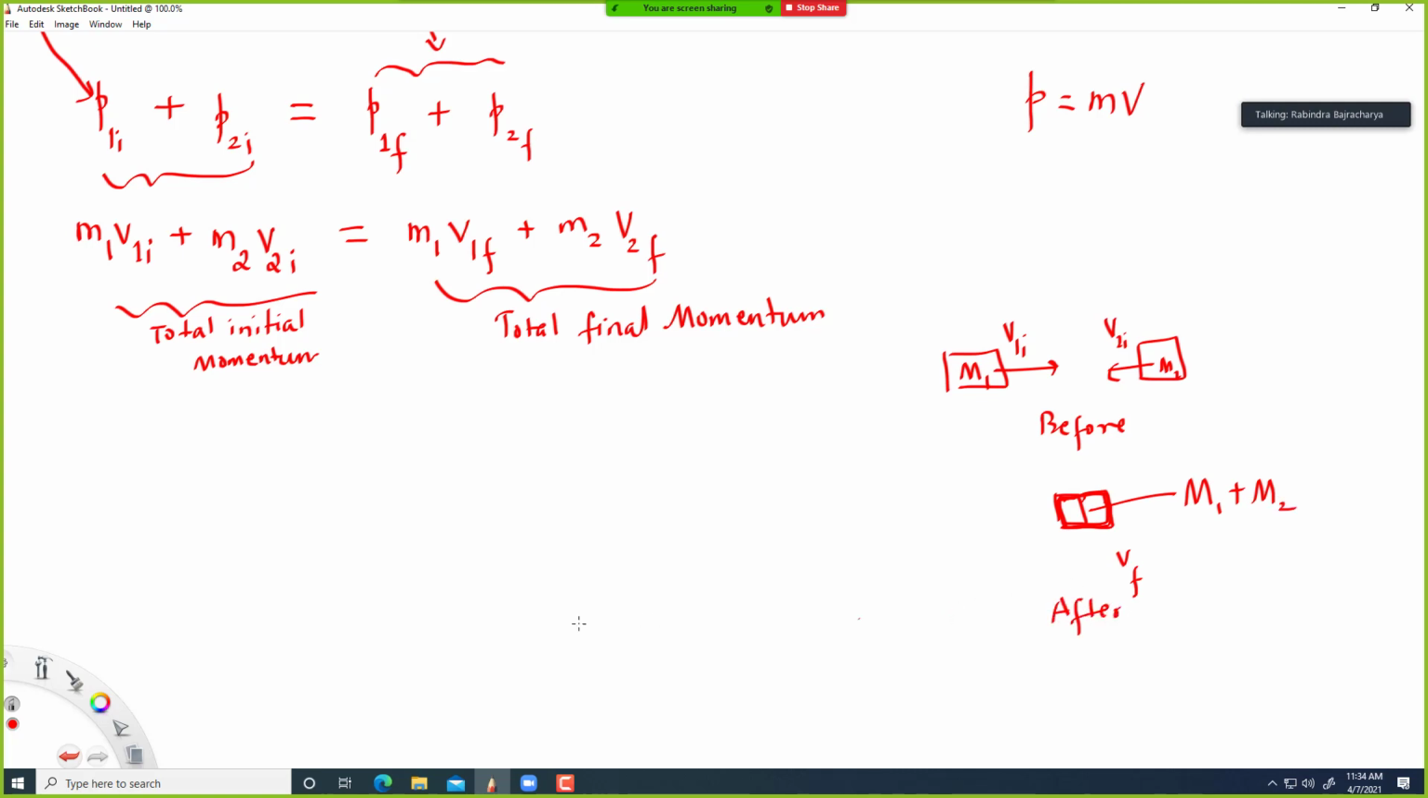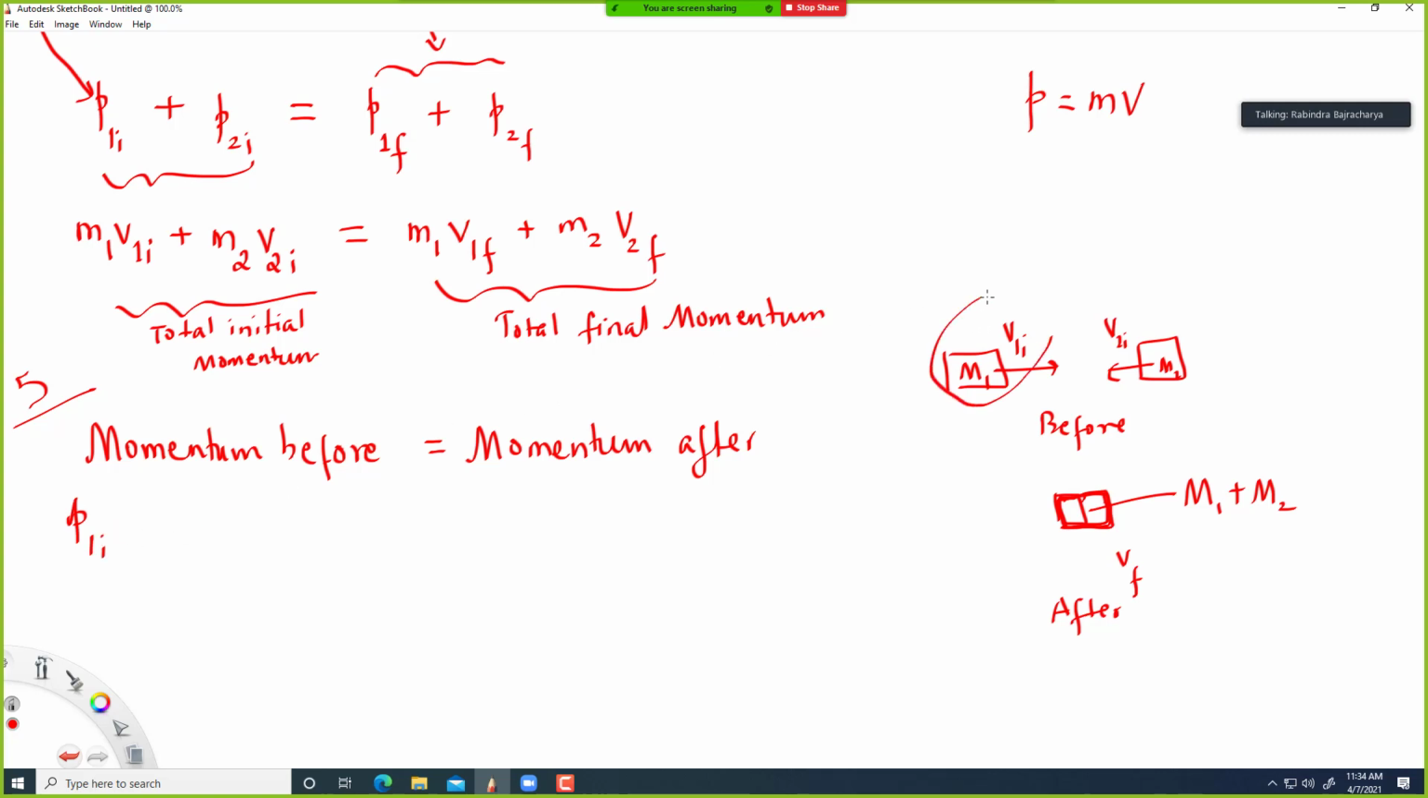So the law here is momentum before collision, this is number 5, is equal to momentum after collision. Before we have two objects, so P1 initial, momentum of this first one, and momentum of the second one, P2 initial. That is equal to, after we only have one object, P final.